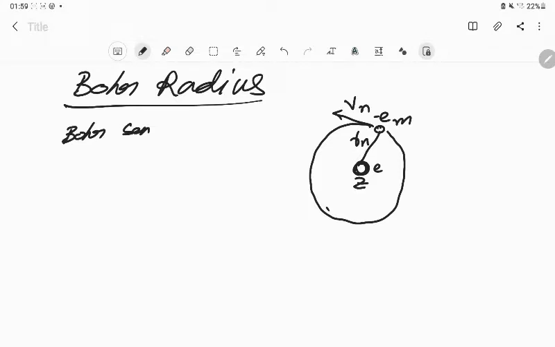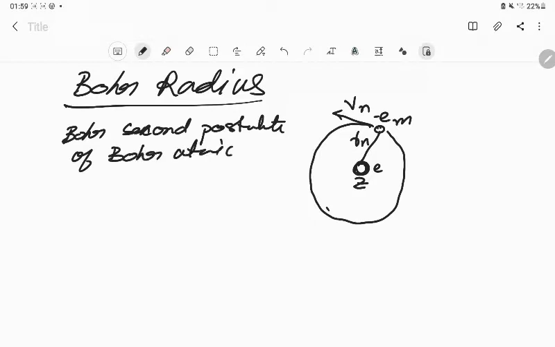Now, from the second postulate, what is the second postulate of the Bohr atomic model? The second postulate says that angular momentum is equal to n h by 2 pi. What is n? n denotes the orbit.